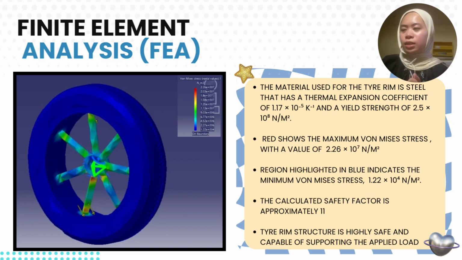So as you can see from the figure, red is the maximum stress with a value of 2.26 times 10 to the power of 7, while the blue is the minimum stress with 1.22 times 10 to the power of 4 N/m². So we can see that the maximum stress is less than the yield strength, and by calculating the safety factor of the rear rim, it is approximately 11. So the tire rim structure is highly safe and capable of supporting the applied load.